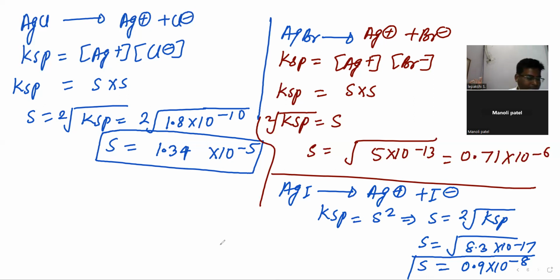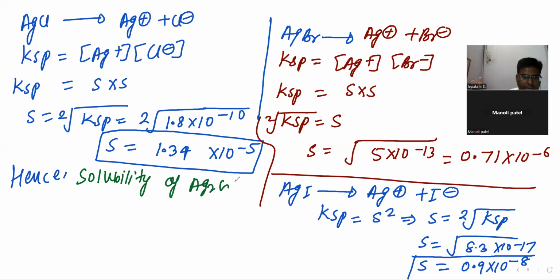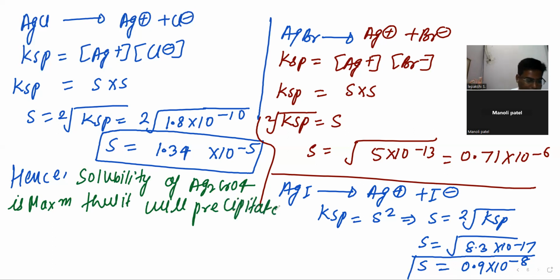Thus it will precipitate last. Maximum solubility means less precipitation. So write the conclusion here: hence the solubility of Ag2CrO4 is maximum, thus it will precipitate at last.